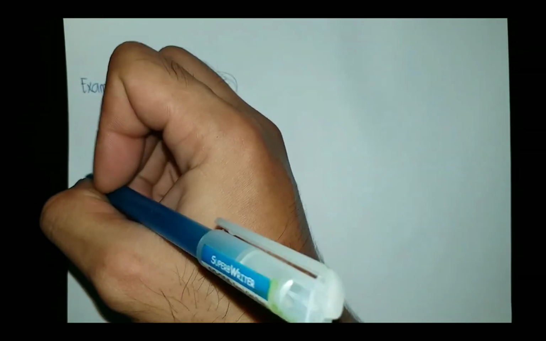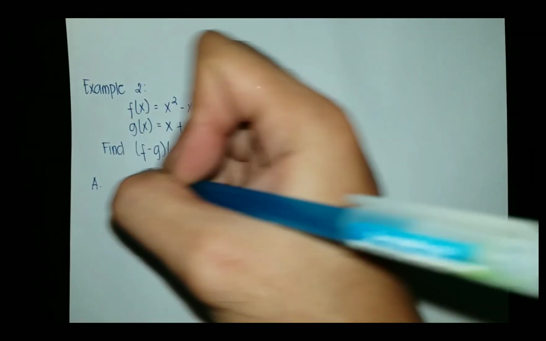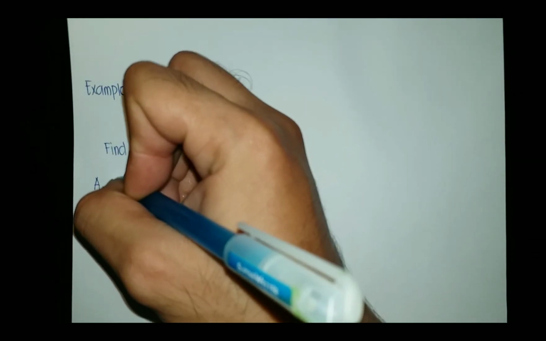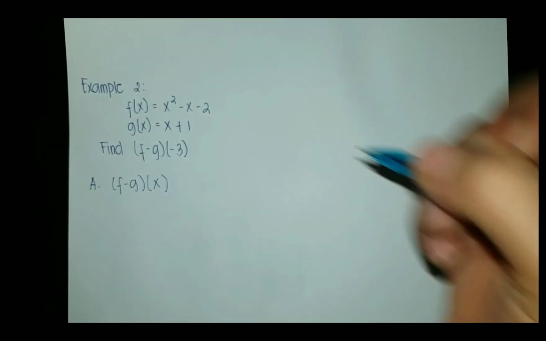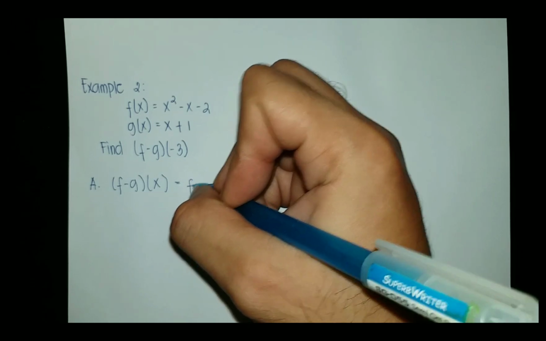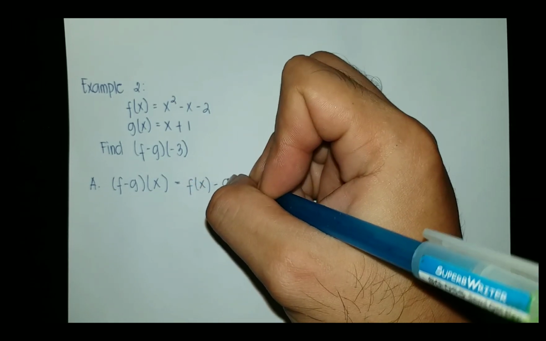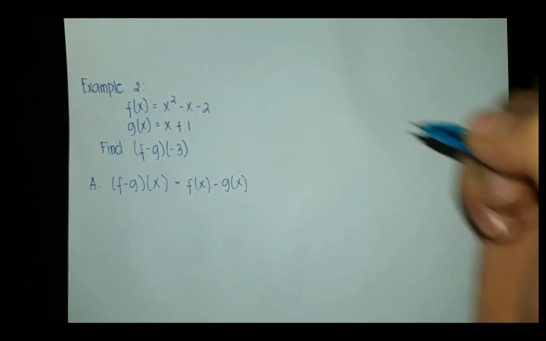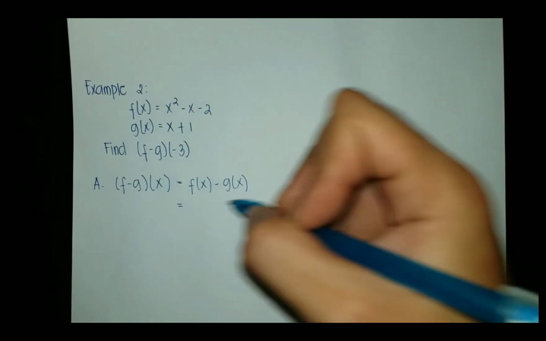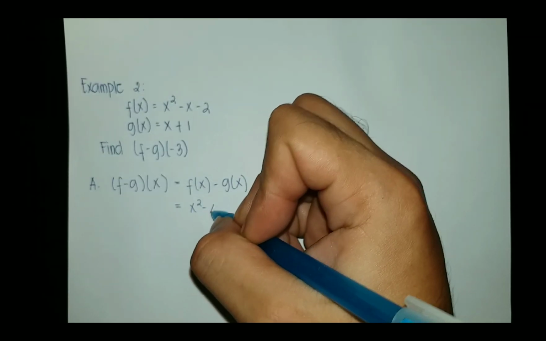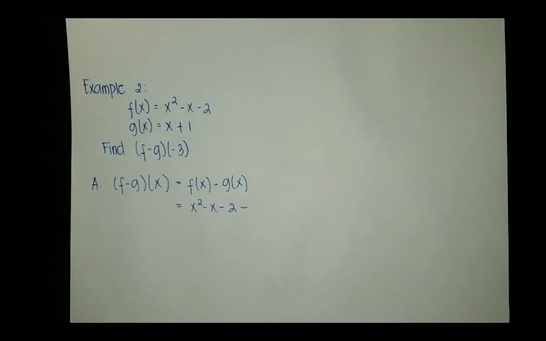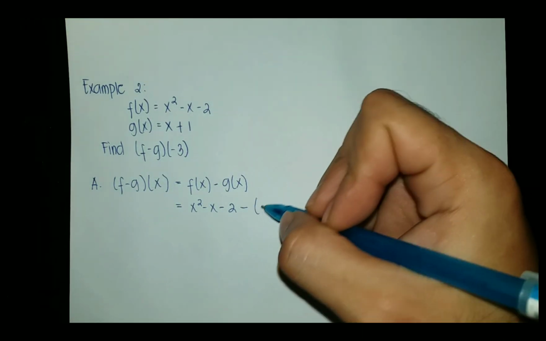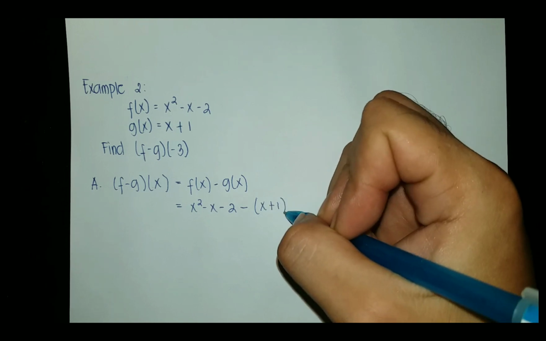So that is f minus g of x, which is the same as f of x minus g of x. So copy f of x, that is x squared minus x minus 2. Then copy the operation, minus. Then copy g of x, that is x plus 1.